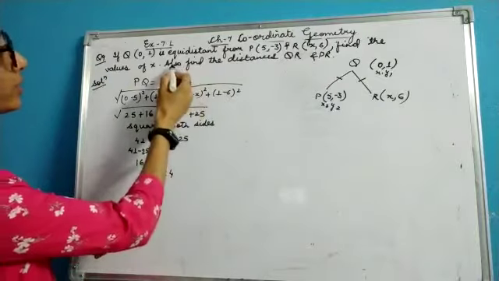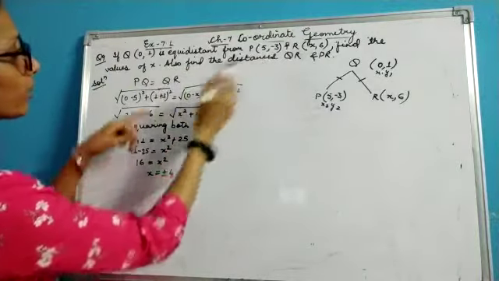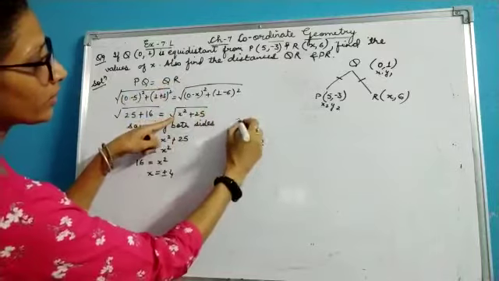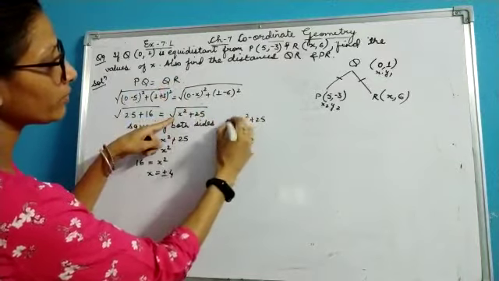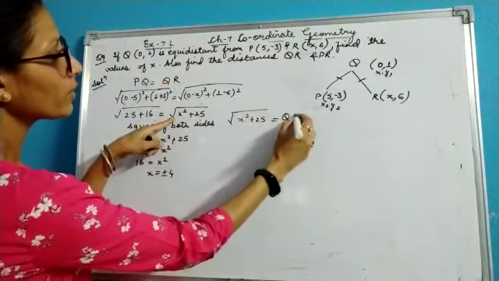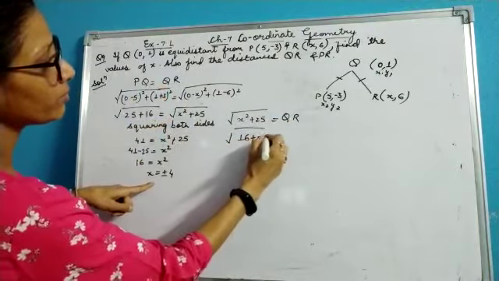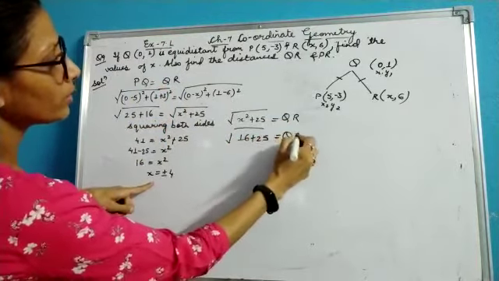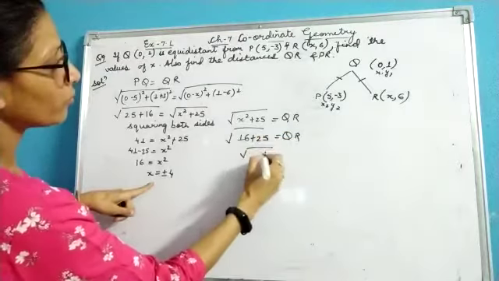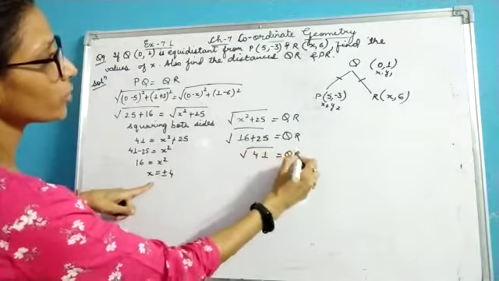Now children, it has been asked to also find the distance QR. So this is your QR, that means the square root of x squared plus 25, and your x squared is 16 plus 25 is equal to QR, and this will be your 41. So QR is the square root of 41.